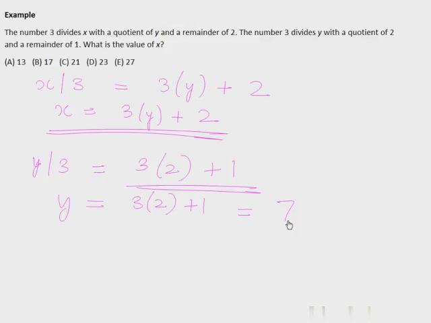Once I know Y is 7, I plug that value of Y into the equation for X and I get X. So X must be 3 into 7 plus 2. That's 23. And we're done. The answer is D.